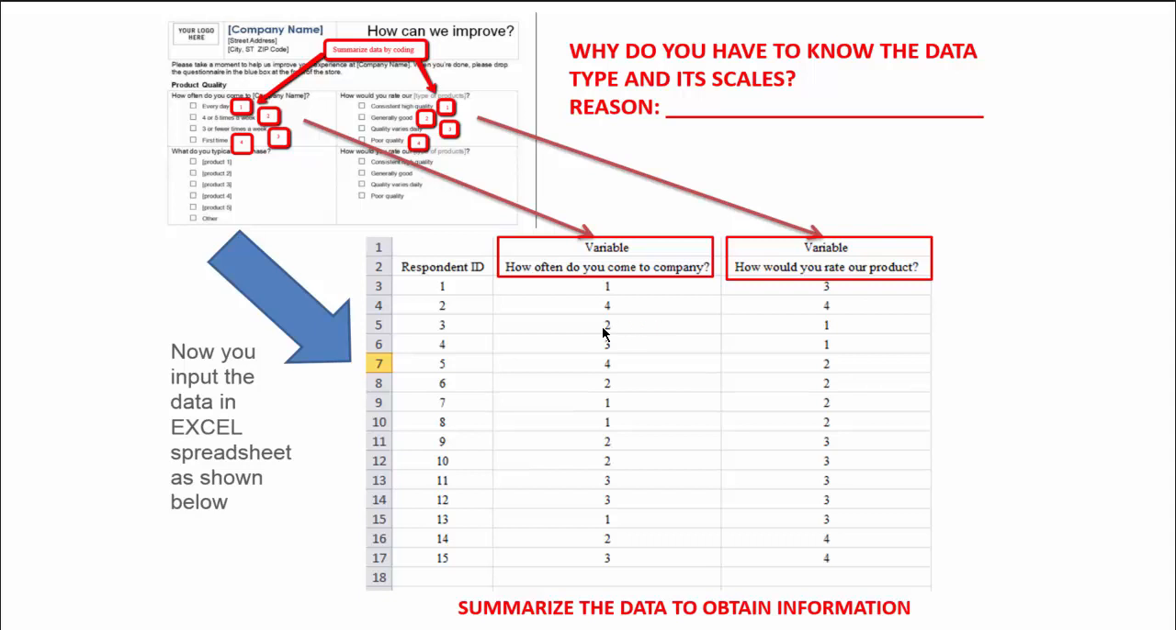And then how would you rate, let's say, our coffee? 1 means that it is consistently of high quality, and 4 means poor quality. So a higher number doesn't mean it's better quality. In fact, it means poor quality.